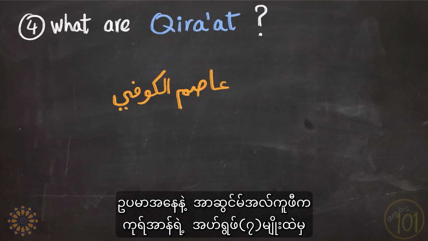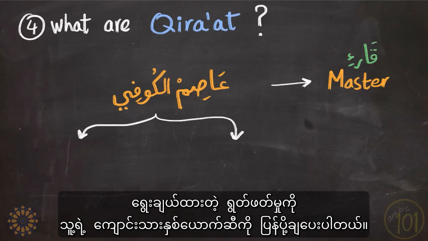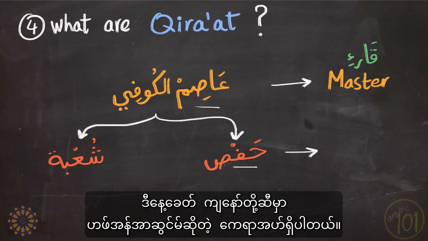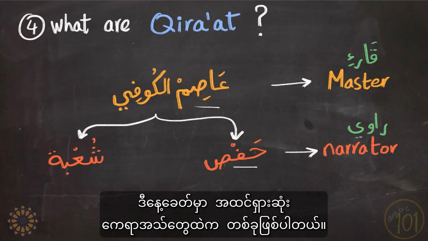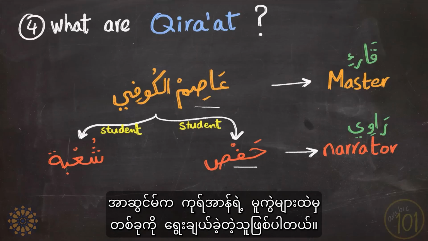So for example, Asim al-Kufi has made a number of decisions and selections from the 7 Ahruf of the Quran, and he taught it to 2 of his students, and they are Hafs and Shu'bah. And today we have the Qira'ah of Hafs an Asim, which is one of the most famous Qira'at nowadays, which means that Hafs is therefore the student of Asim, and Asim is the one who made the selections from the available variations of the Quran.